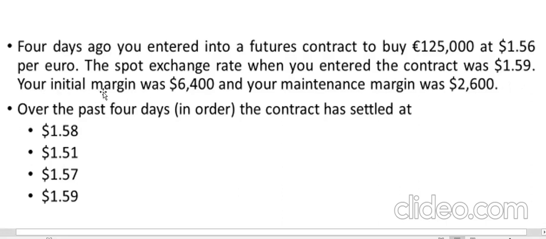Then your initial margin was $6,400. You have observed that in the previous numerical, the initial margin was given as a percentage, which was more realistic because initial margins are given in percentage form, although 25% was a big percent. Here in this numerical, it's given in dollars, $6,400, and our maintenance margin was 2,600. So this 2,600 means that we should always have a minimum balance of 2,600 in our accounts with the clearing house. Whereas this 6,400 is the amount of money that we should deposit at the time of signing the contract.